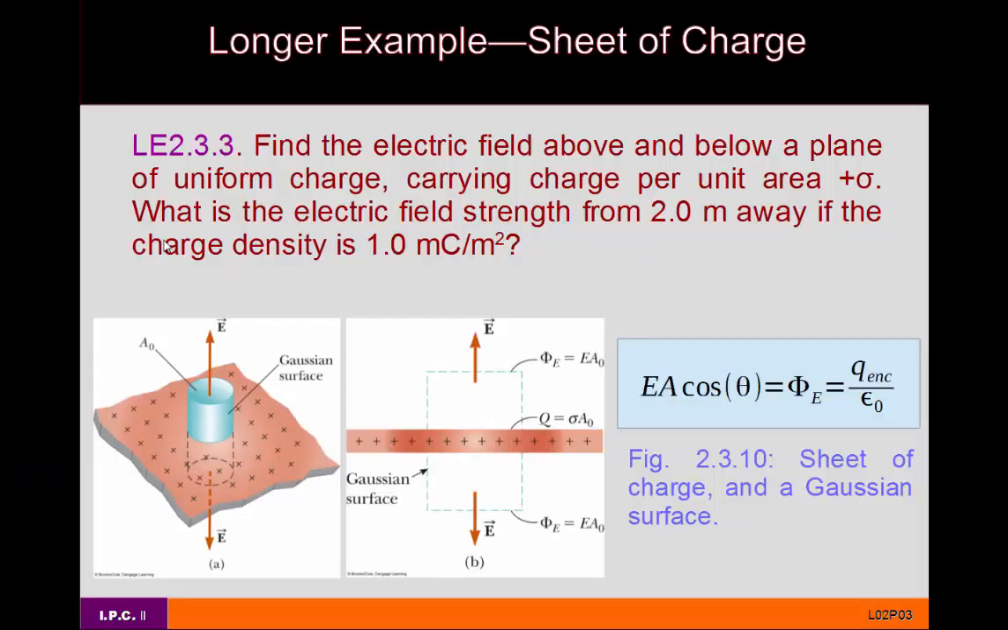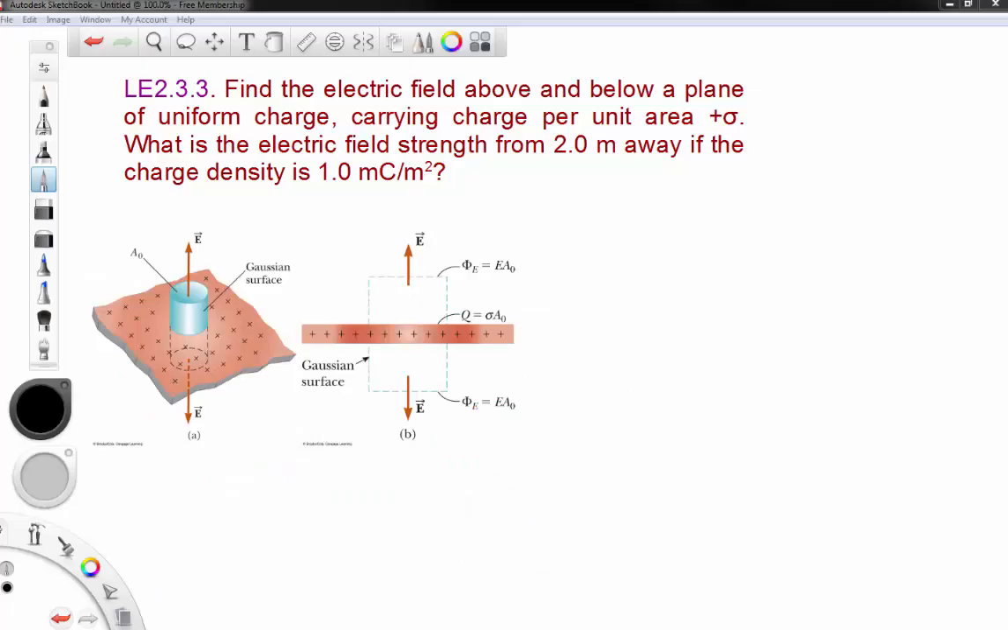All right, let's try a third example. This one is what happens if we have a sheet of charge. We've already seen what happens with a line of charge. Might as well try a sheet of charge. If we have a sheet of charge, as shown in this diagram, we basically are going to want to pick some surface that we can get the flux through easily. And as you know, everywhere the field is going to be pointing basically away from the sheet since it's positively charged. So everywhere we're going to have a field that looks like this.